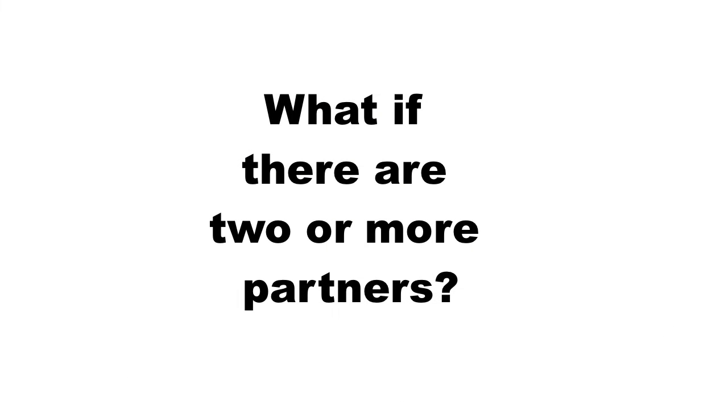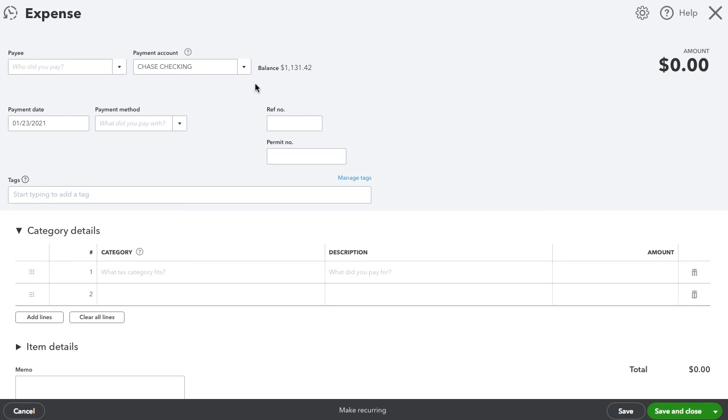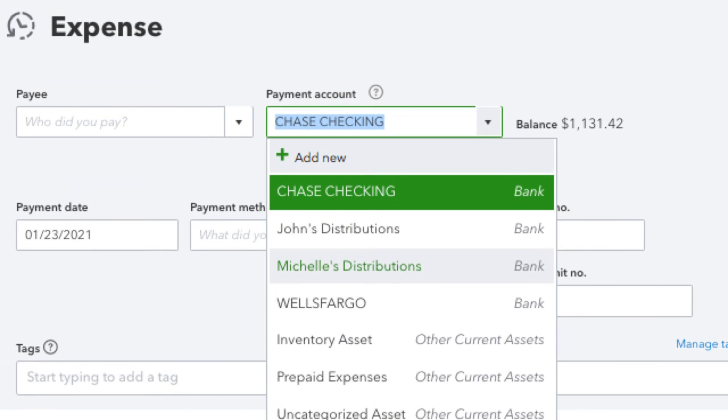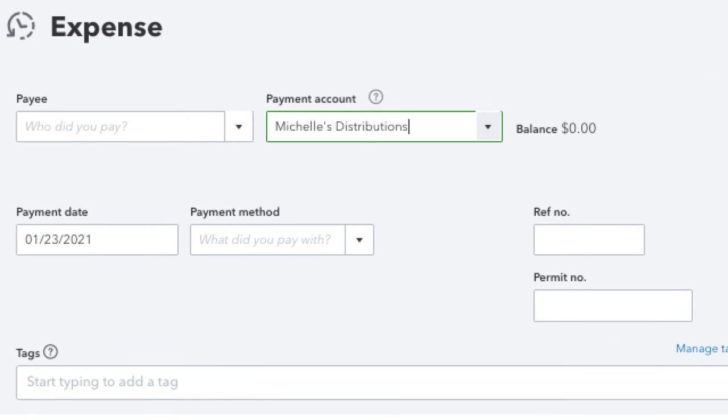What if there are two or more partners? Well, we will have several owners' distribution accounts. Something like John's distributions and Michelle's distributions. This practice is incredibly useful for keeping track of contributions: the money contributed by the partners and the money paid by the partners separately.